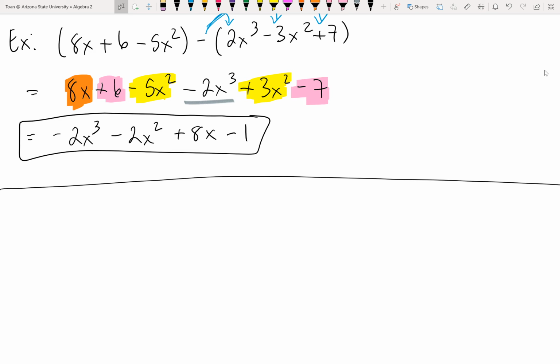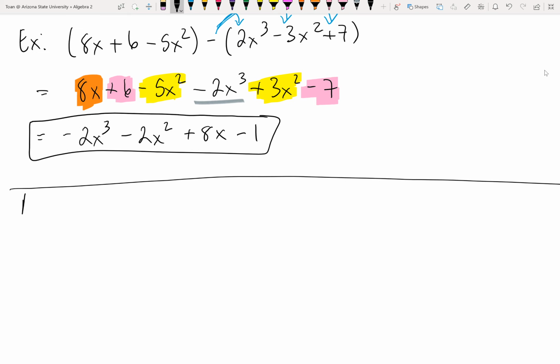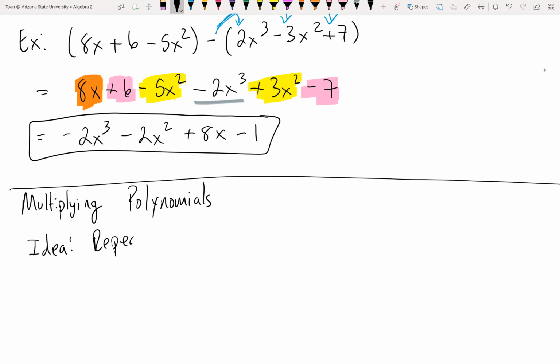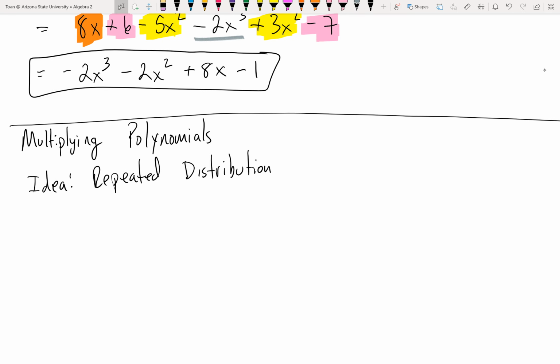Adding, subtracting, combining like terms, easy concept, I hope. When it comes to multiplying polynomials, the idea is simply distribution, as we did before, but specifically repeated distribution. I know some of you like to use the term FOIL, and that's okay if you're multiplying two binomials, but what if you're not multiplying two binomials?